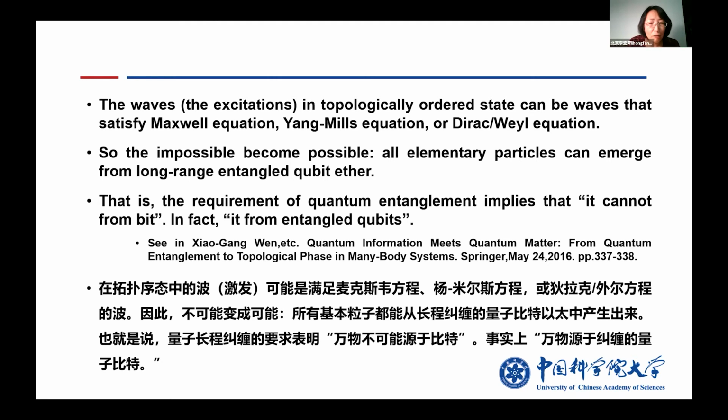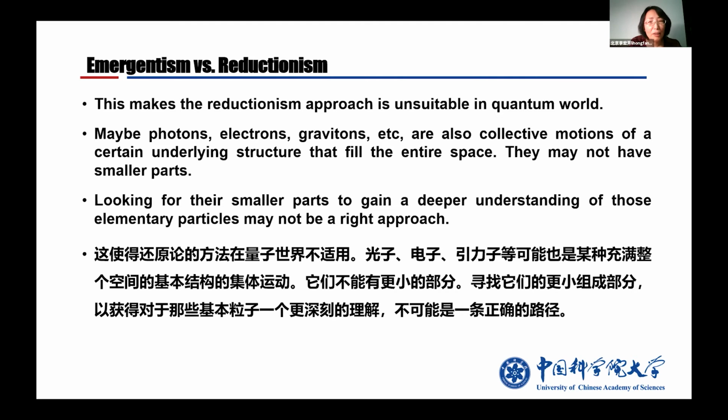In fact, it is from entangled qubit. This makes the reductive approach unsuitable in the quantum world. Maybe photons, electrons, and gravitons are also collective motions of a certain underlying structure that fills the entire space. They may not have smaller parts. Looking for smaller parts to give a deeper understanding of elementary particles may not be the right approach.